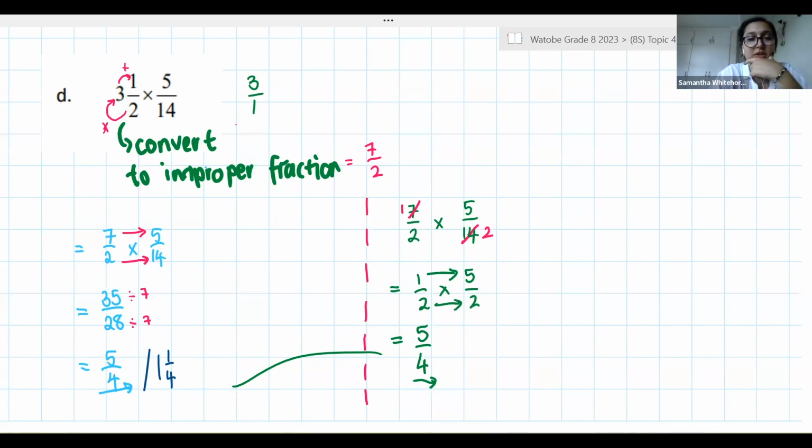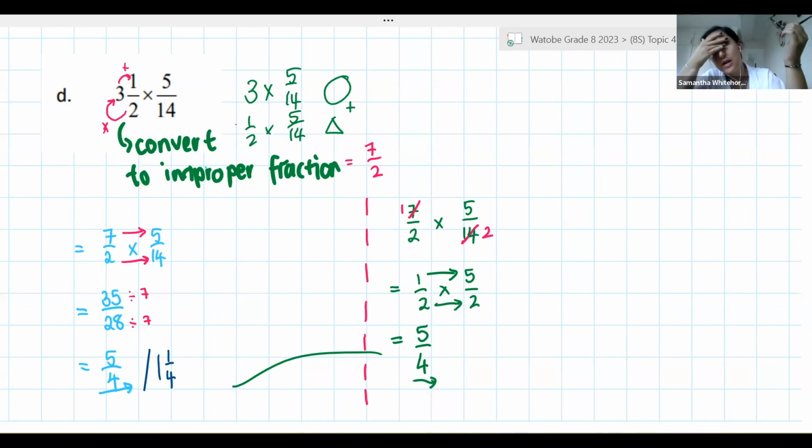You've asked a good question here. So I would say you need to convert it first. If you aren't going to convert it, then what you need to be careful of is you would need to multiply the separate parts. You'd have to say 3 times 5/14 and then 1/2 times 5/14, and then you'd have to take those two answers and add them together. And so that creates more work than necessary. So that's why I say convert first, and then you avoid all the extra work.